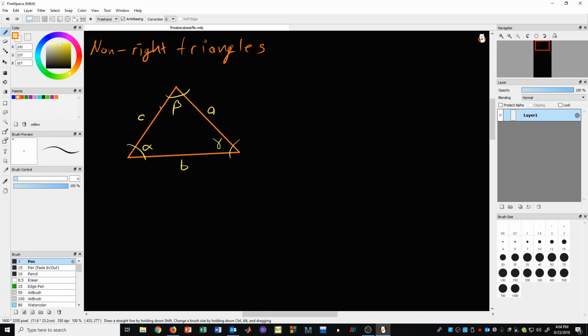And let's suppose that we have the angle alpha, the angle beta, and we also have the side length A. We would be able to find side length B if we were to use the law of sines.